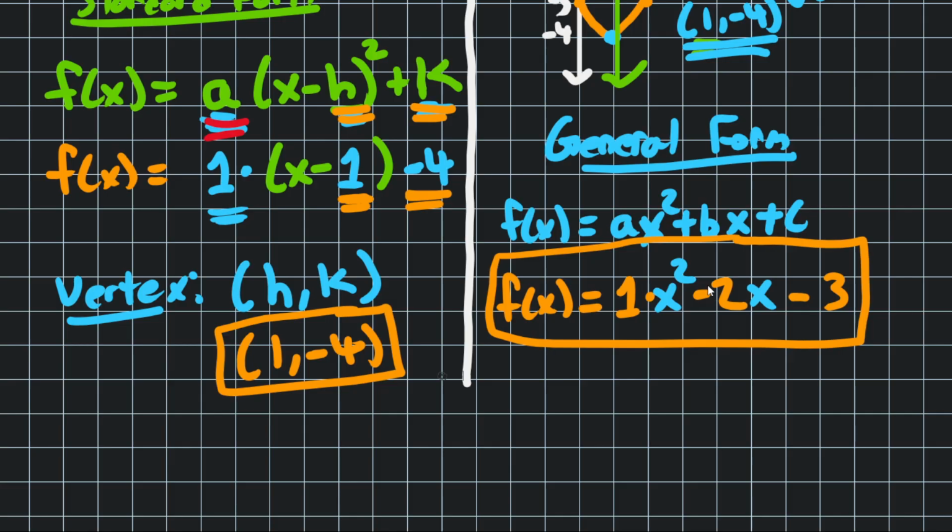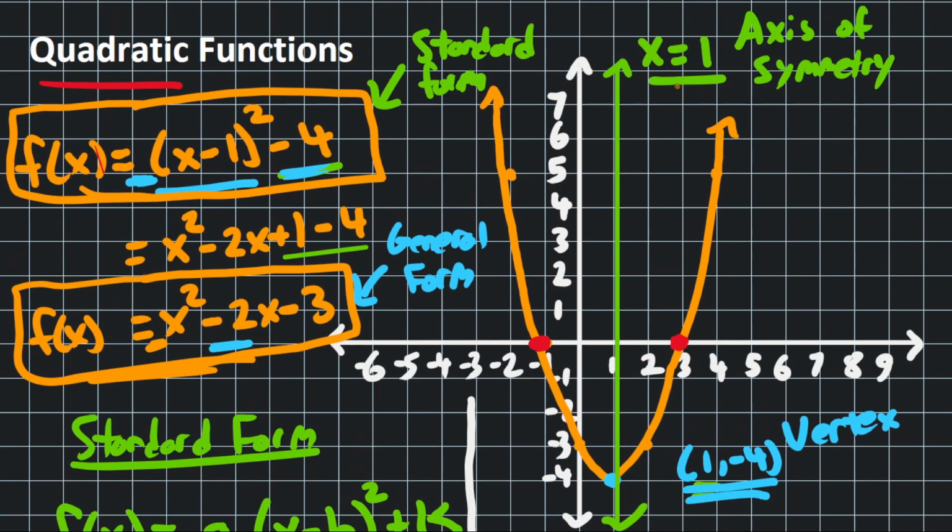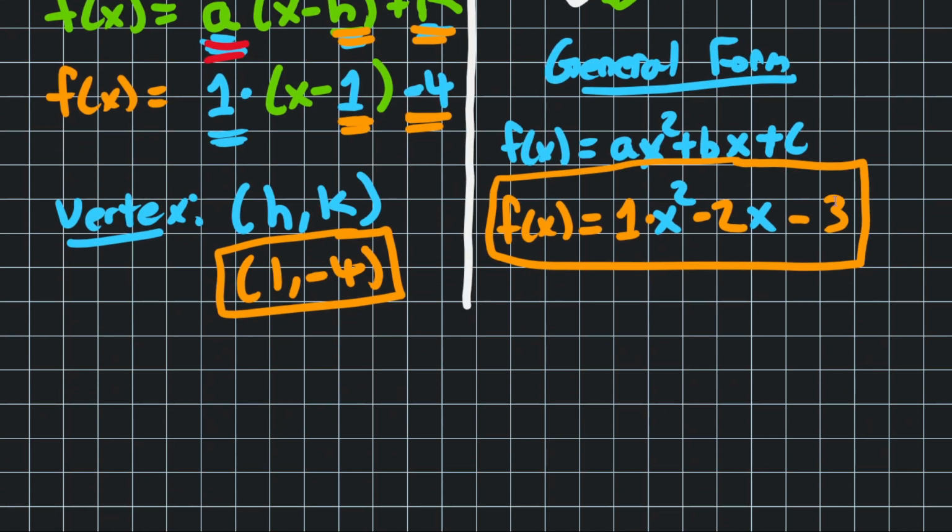And then one more thing about the axis of symmetry. As we could see right here, our axis of symmetry was at the line x equals 1. It's this green line right here that splits the parabola down the middle. So it's at x equals 1. And if you look at the general form of a parabola, which we have right here, you could tell what the axis of symmetry will be. The axis of symmetry will be at x equals negative b over 2a.